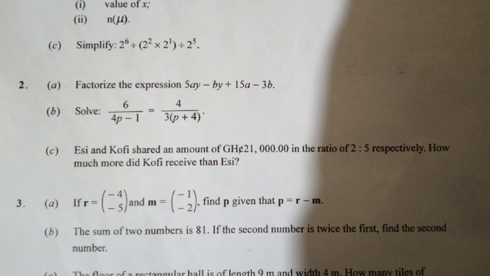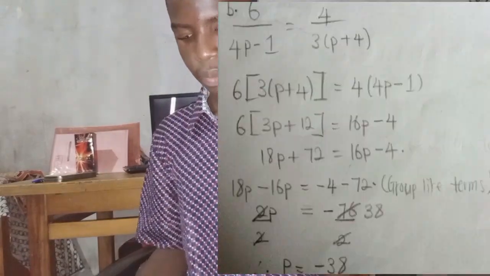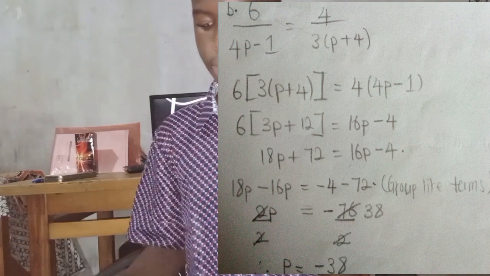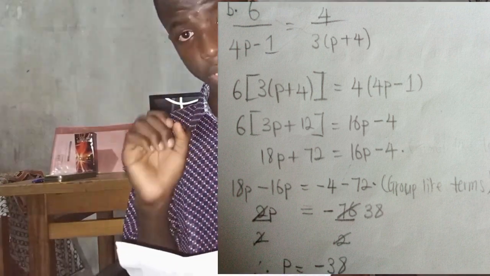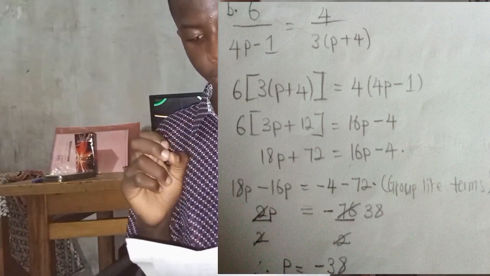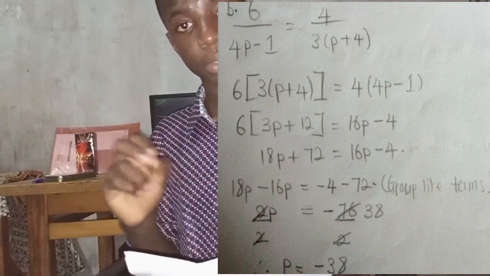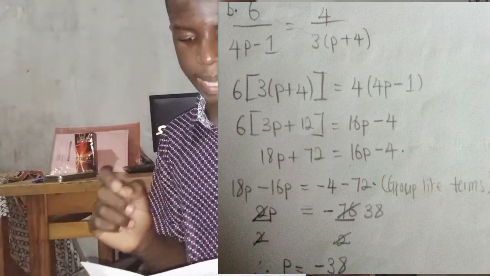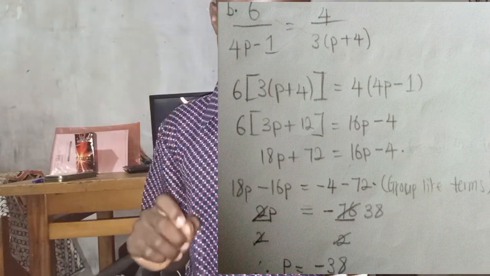2b. Solve: 6 over 4p minus 1 is equal to 4 over 3 bracket p plus 4. In this case, there's an equal sign, so we cross multiply. So the 6 will times the 3 brackets open p plus 4 brackets close, and the 4 will times the 4p minus 1.